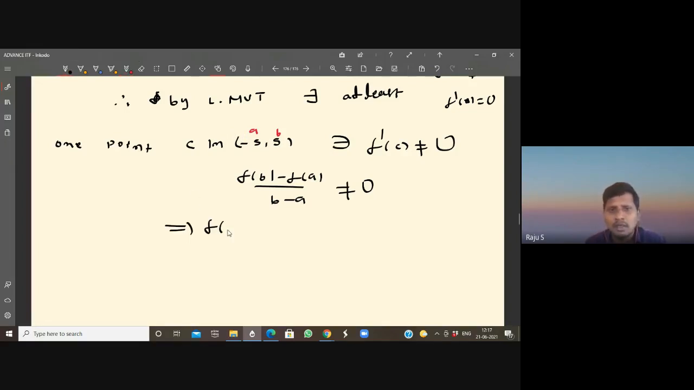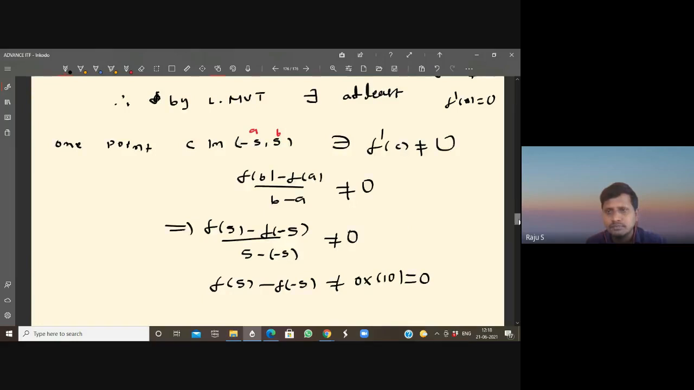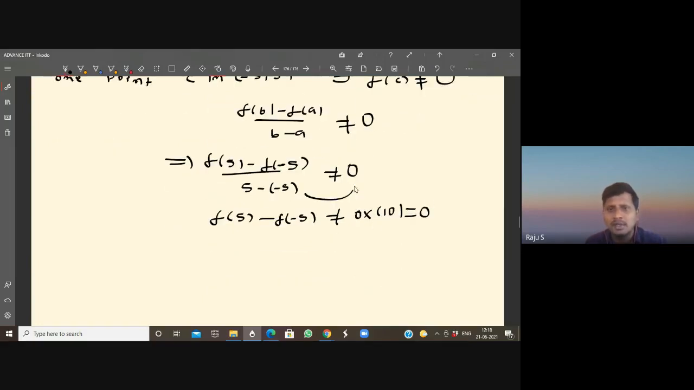Substitute here, which implies f of 5 minus f of minus 5 by 5 minus of minus 5 should not equal 0. The denominator will be 10. You can cross multiply, so f of 5 minus f of minus 5 should not equal 0 into 10. If I cross multiply, 0 into 10 is equal to 0. So finally, f of 5 minus f of minus 5 we got as not equal to 0. Therefore, which implies f of 5 should not equal f of minus 5.